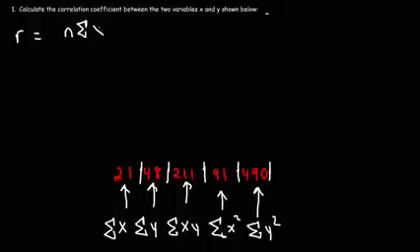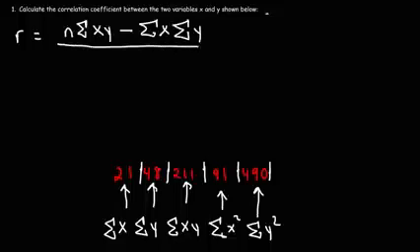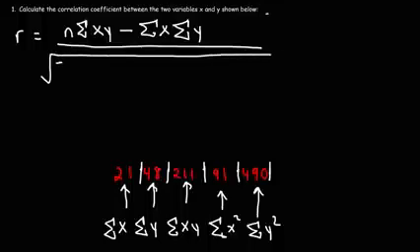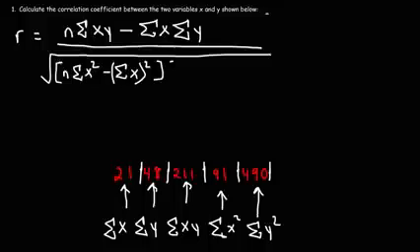times the sum of xy minus the sum of x times the sum of y divided by the square root, and inside the square root it's going to be n times the sum of the x squared values minus the sum of x values, but we're going to square that. So be careful with that difference. And then it's going to be n times the sum of the y squared values minus the sum of the y values and then squared.